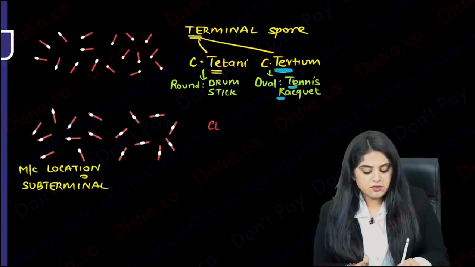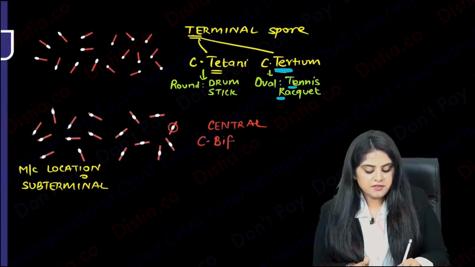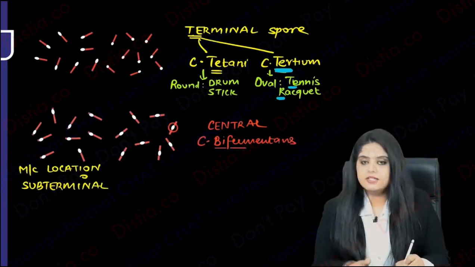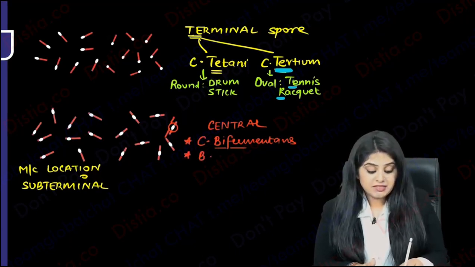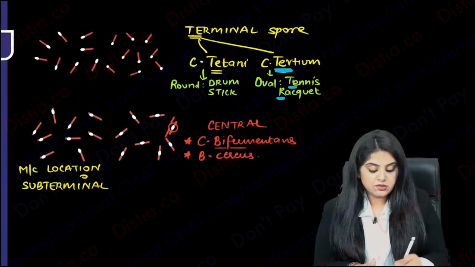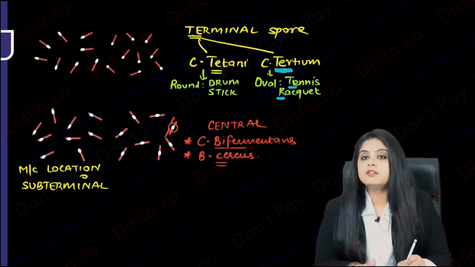What are we left with? We are left with the spores that are going to be right in the center. So you can see the spore is right in the center. That is Clostridium bifermentans. Bifermentans is telling you that it has divided the bacteria into two parts. In fact, Bacillus cereus can also result in CE for central spore, right?